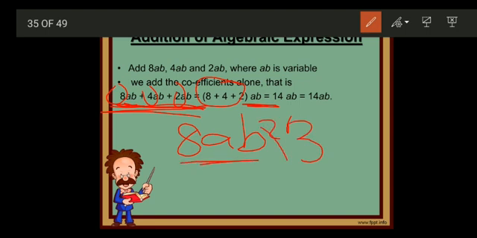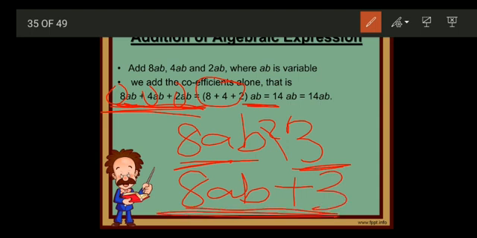Okay, we have two terms, 8ab and 3. How to add these two algebraic expressions? Simply 8ab plus 3. So this will be the required algebraic expression. Since they are unlike terms, we'll write it like this.